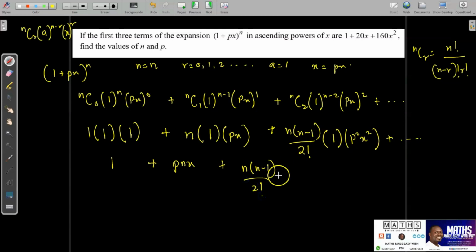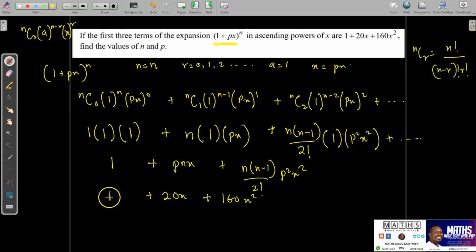We can maintain it as that, and this is going to give us p squared x squared. Remember we are told that the expansion, the first 3 terms, is compared to 1 plus 20x plus 160x squared. So we must compare this to 1 plus 20x plus 160x squared. Therefore, in order to compare, you compare them based on coefficients of x.